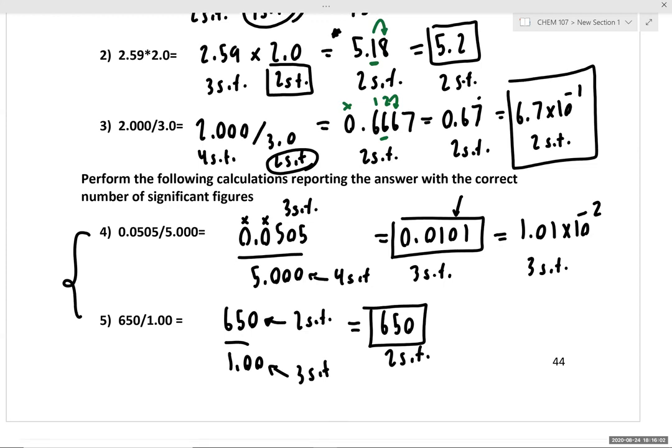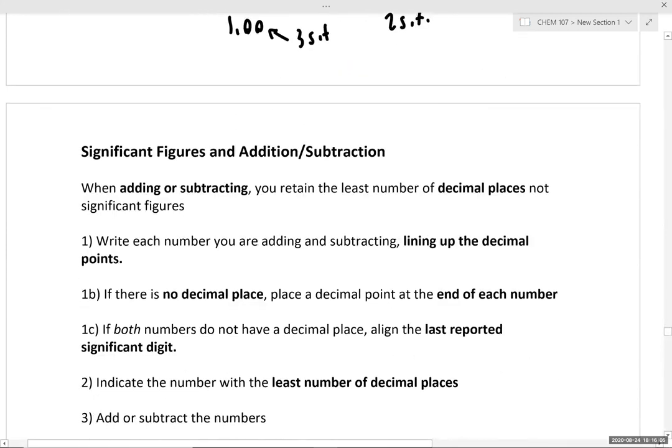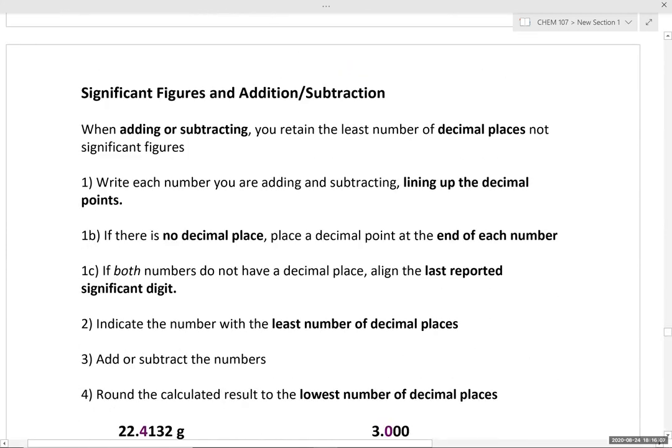If not, let's continue on and let's talk about addition and subtraction. Addition and subtraction follows an entirely different set of rules. When adding or subtracting, you retain the least number of decimal places. So here's the procedure that I've developed.